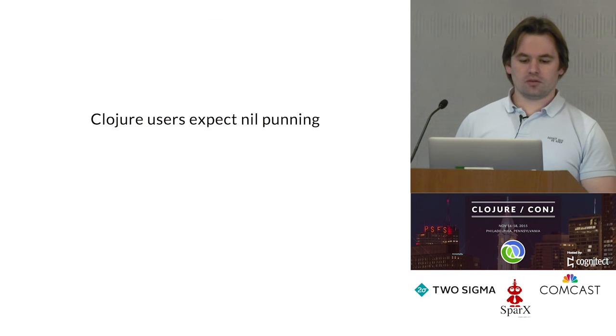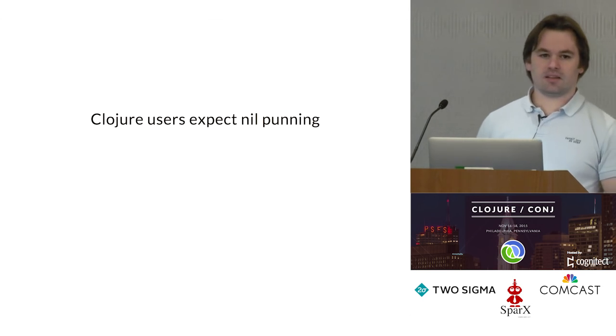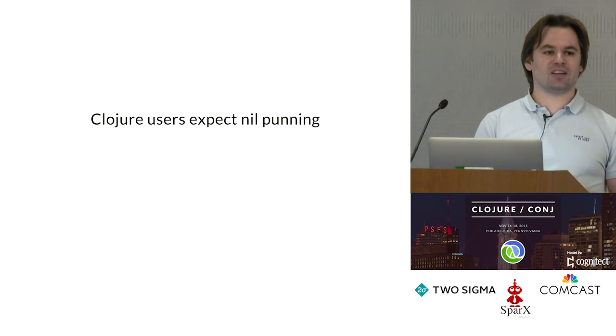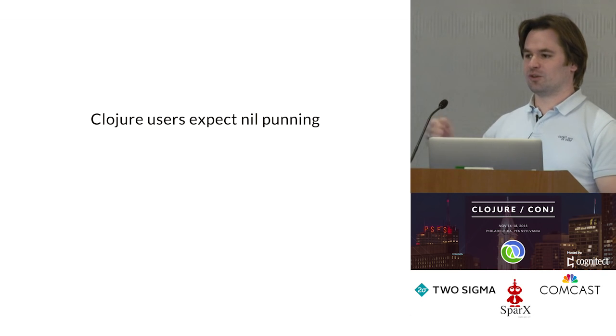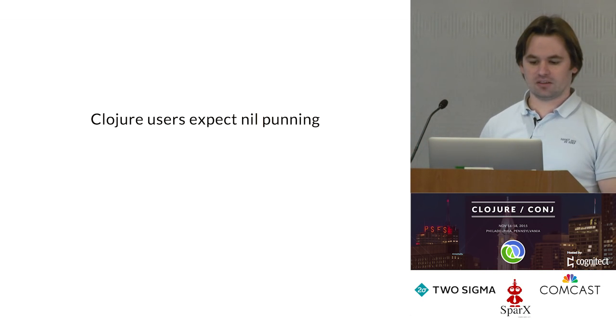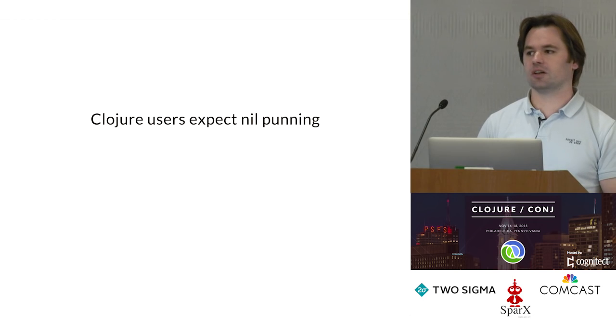Another point is that Clojure users expect nil punning. That means when you have somewhere a value of nil and continue to work with that, well, things work and you end up with a nil value. So that's a pretty common idiom in Clojure and for a lot of functions.